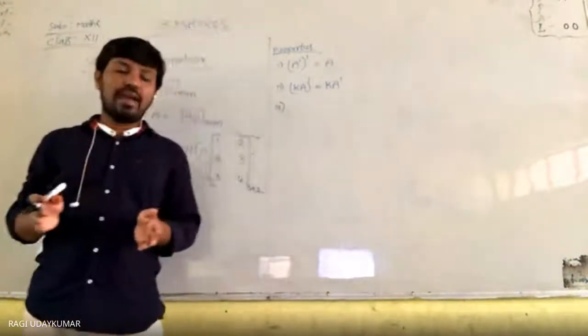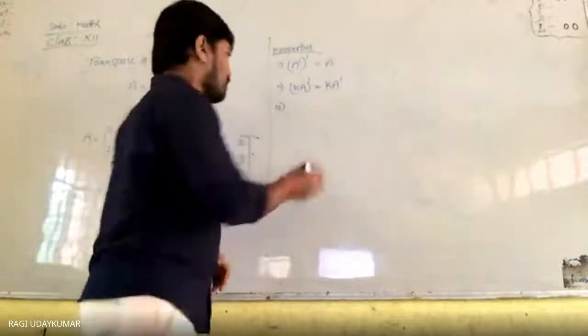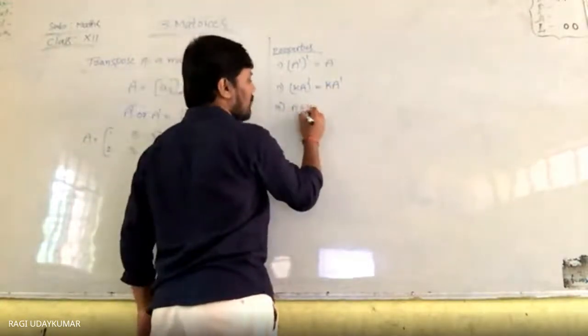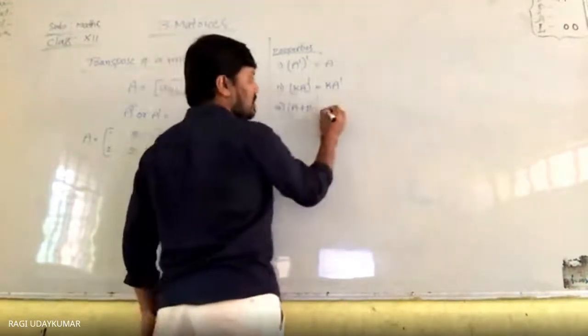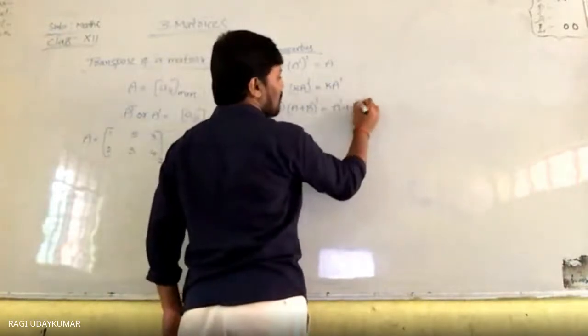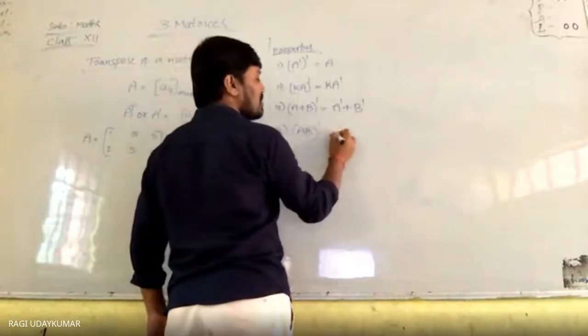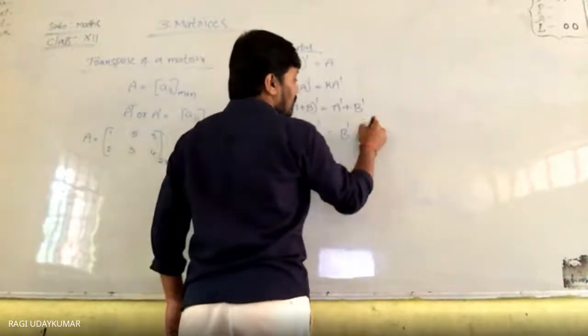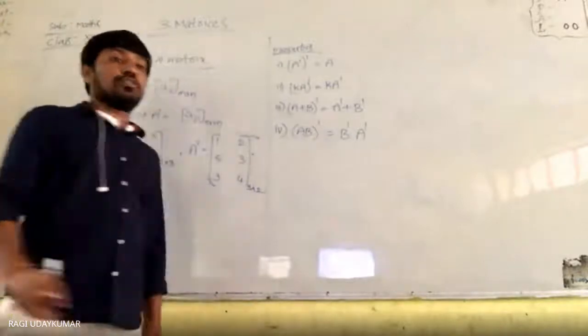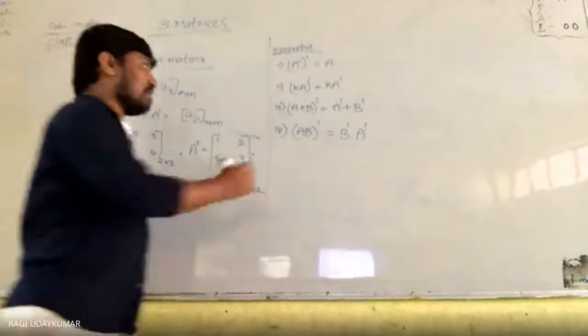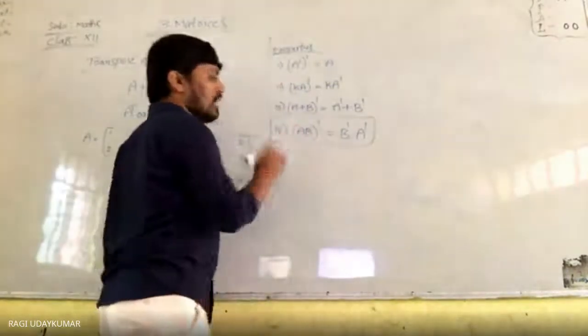For the addition of two matrices, A plus B whole transpose is equal to A transpose plus B transpose. The fourth one is AB whole transpose, which is equal to B transpose into A transpose. This is a very important thing you need to remember.